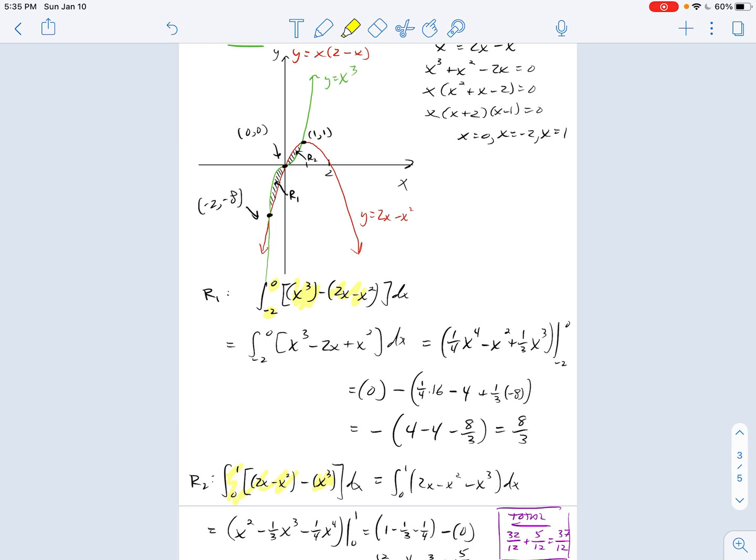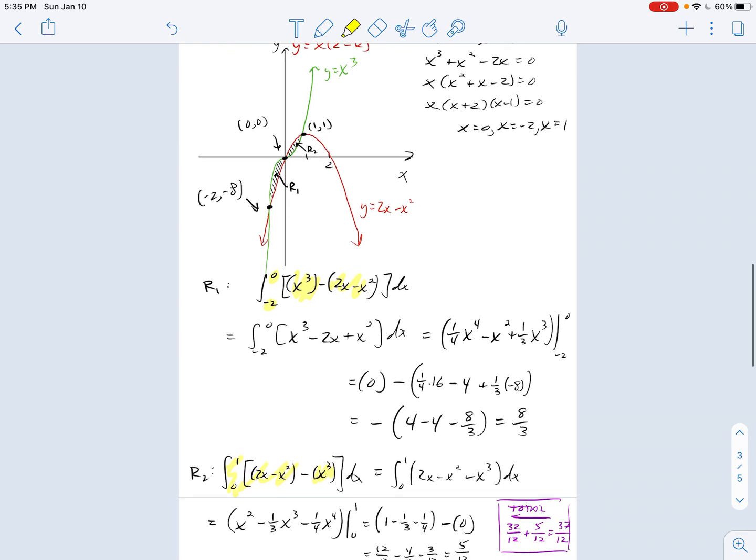More often than not, this shows up in the AP on the calculator active section. They'll give you a rather interesting or unusual region, and you'll have your calculator to do something with it. Often it's a little more involved than just only find the area. They might ask you to find the area and to do other things. The concept here is much more important than the answer.